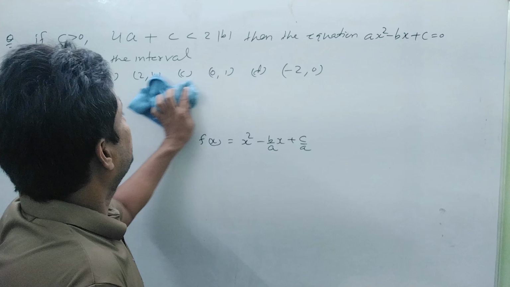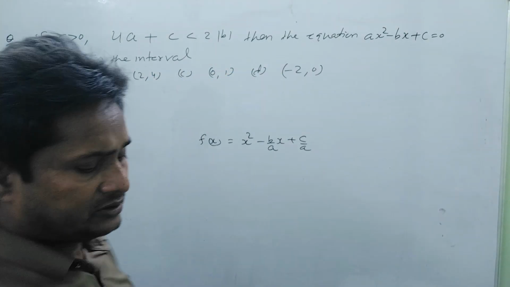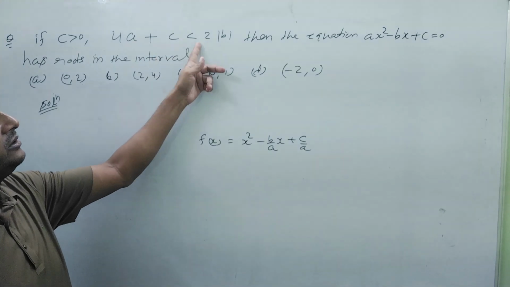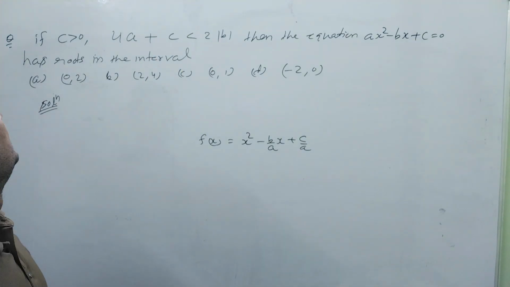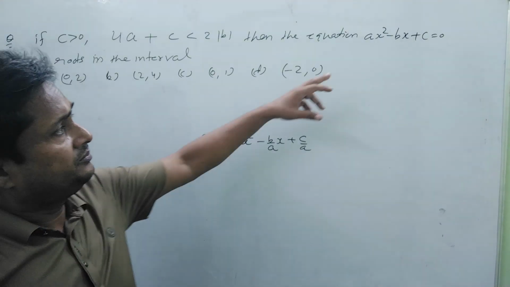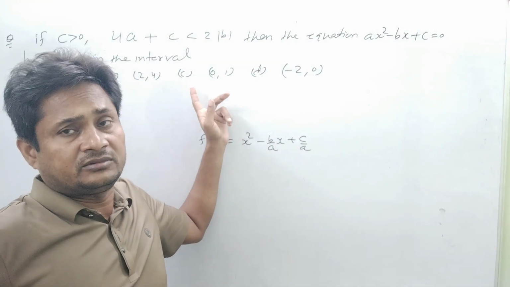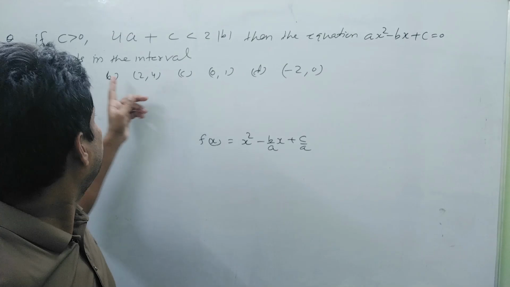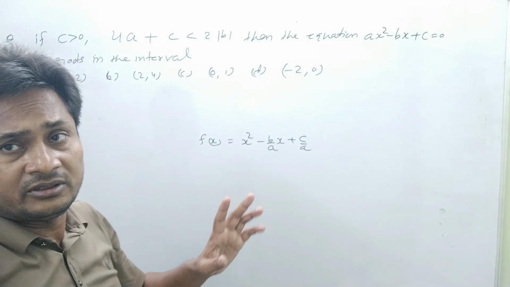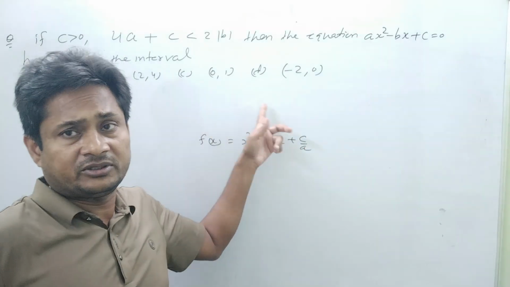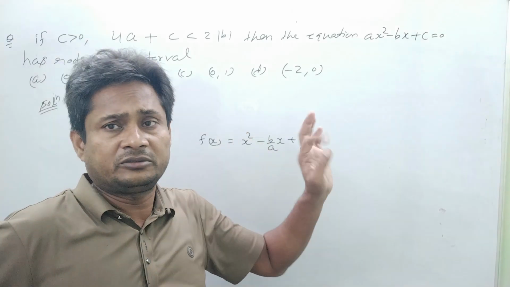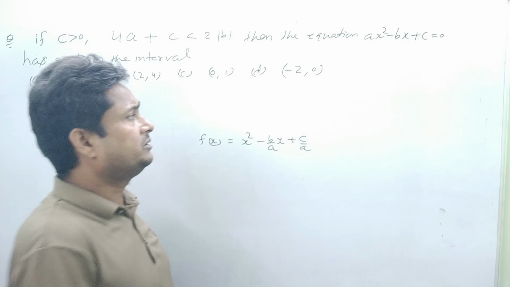Now study the conditions given. What are the conditions given? C is positive, and this is the condition given: 4a plus c is less than twice of mod b. First of all, see here, the roots of the quadratic equation are real. Roots lie in this interval, these are real numbers, and roots lie in these intervals only. So roots must first be real. That means discriminant must be greater than or equal to 0.